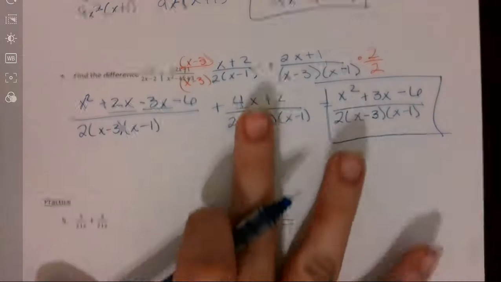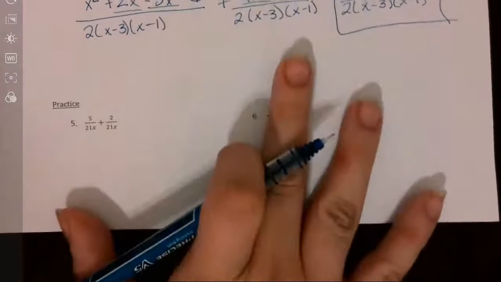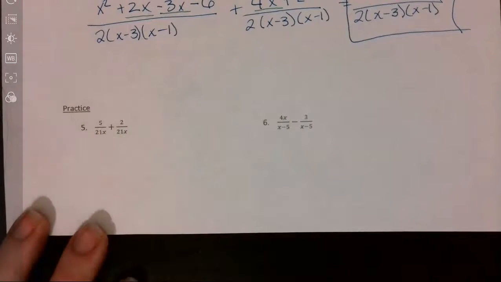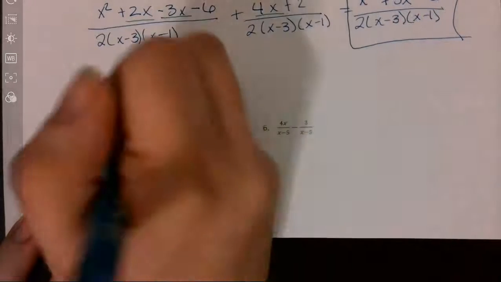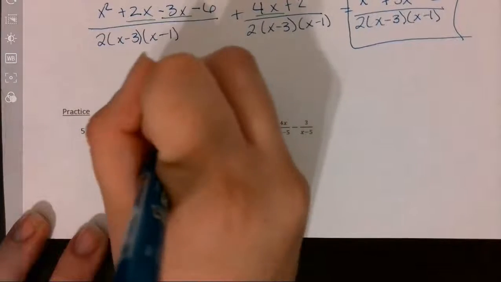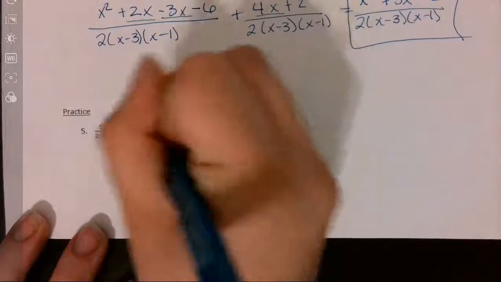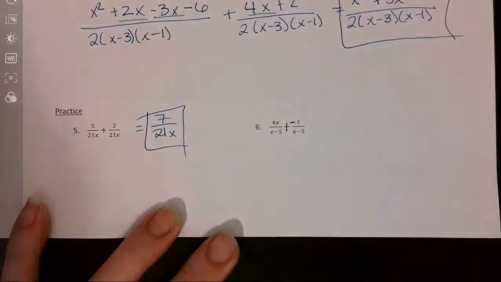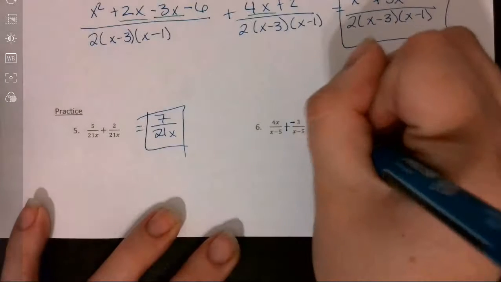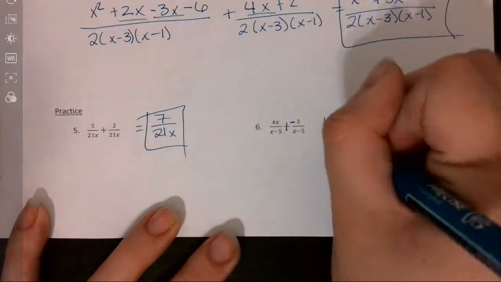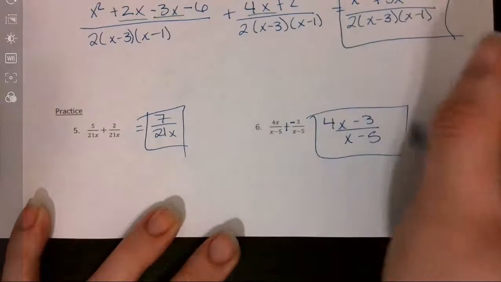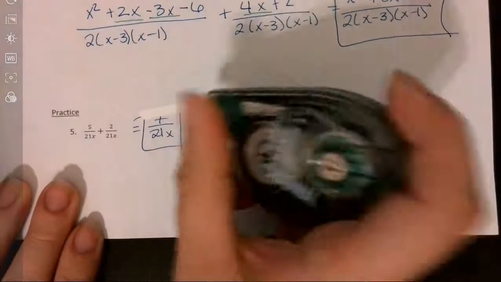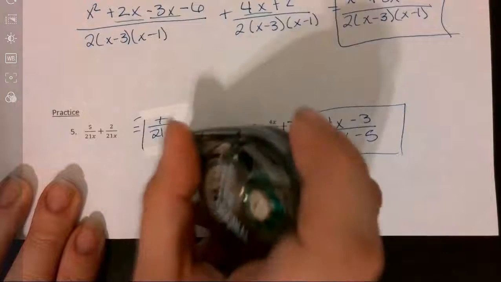All right, so on number 5, they have the same denominator already, so I want to just start off by adding like terms. 5 plus 2 is 7, so I have 7 over 21x. Over here, I want to change the sign and move that negative up to the 3. So I'm going to have 4x minus 3 on the top and x minus 5 on the bottom. I forgot to simplify on my first one. Second one's fine though.